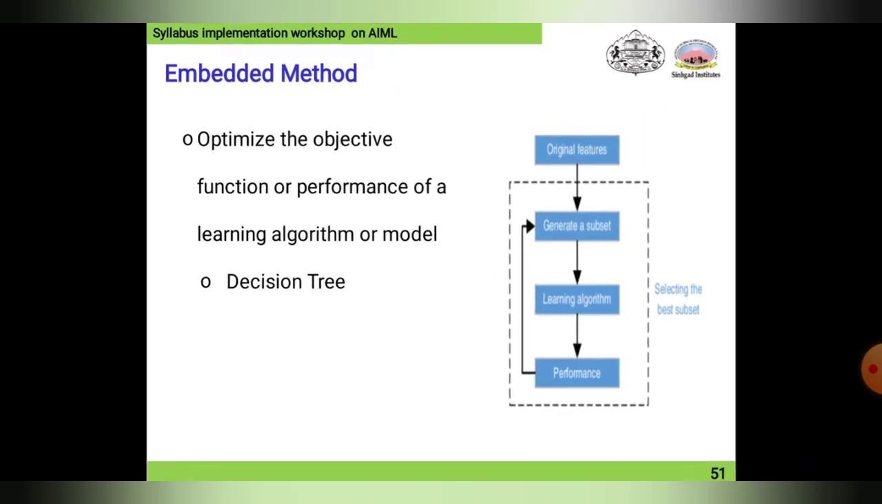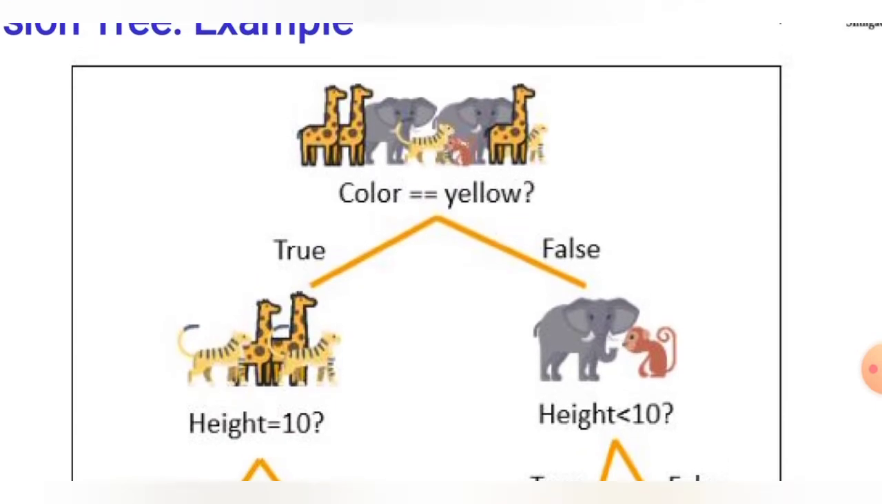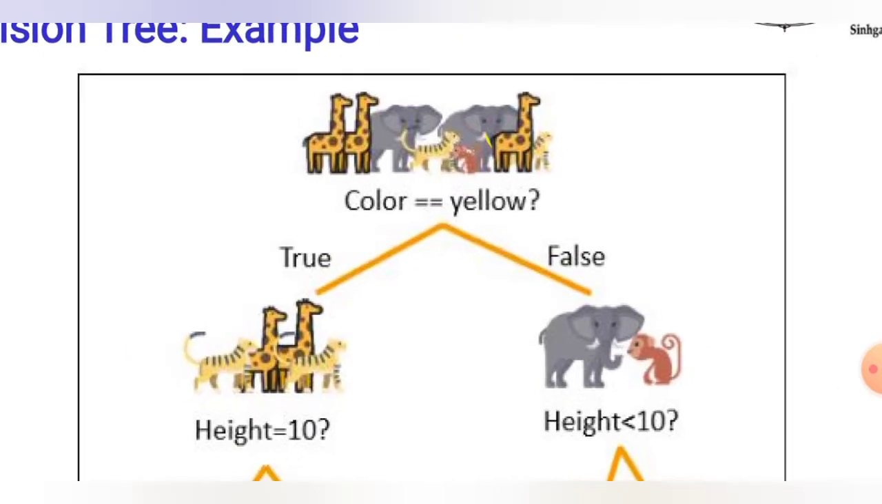Now the embedded method consists of the decision tree. We will discuss the decision tree. First of all, as you can see, I am showing a decision tree with an example in the present slide. On the topmost of this decision tree there are two giraffes, two elephants, and from left to right one tiger, one rabbit, and again a giraffe, and again a tiger. Means animals are given. Now they will be distinguished with the help of colors. Now how will we distinguish?